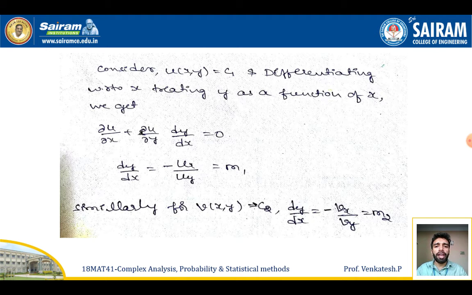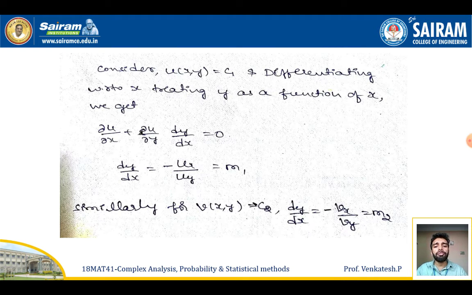Consider u of x comma y is equal to c1 and differentiate this curve with respect to x, treating y as a function of x. We get dou u by dou x plus dou u by dou y into dy by dx is equal to 0, since c1 is a constant and gives 0 here. So I can write the slope as dy by dx is equal to minus ux by uy. I will take this one as some slope m1. I am just shifting dou u by dou x to the RHS, so I get this equation.